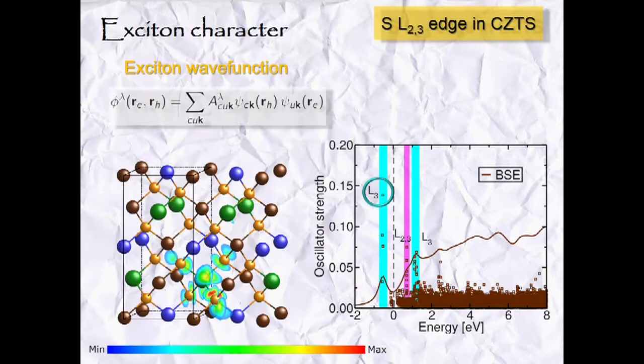Now let's have a look at the exciton wave function. As said, the exciton wave function is a two-body object, so it depends on the coordinate of the hole and the coordinate of the electron.